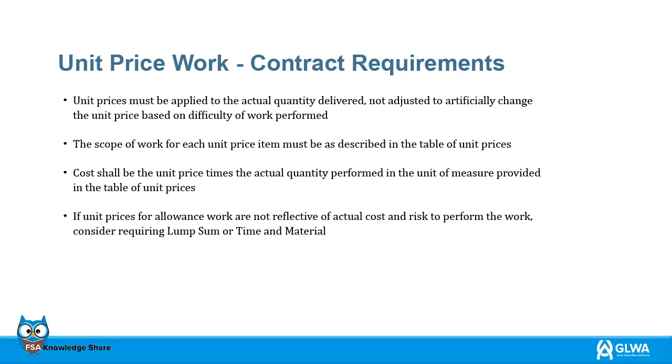The contract requirements of the unit price work are as follows. Unit rates must be attributed to the real amount delivered, rather than being arbitrarily changed depending on the difficulty of the work done. Each unit price item's scope of work must be as specified in the table of unit prices. The cost is calculated by multiplying the unit price by the actual quantity performed in the unit of measure specified in the unit price table. Consider demanding lump sum or time and materials if unit costs for allowance work are not indicative of real cost and risk to conduct the work.